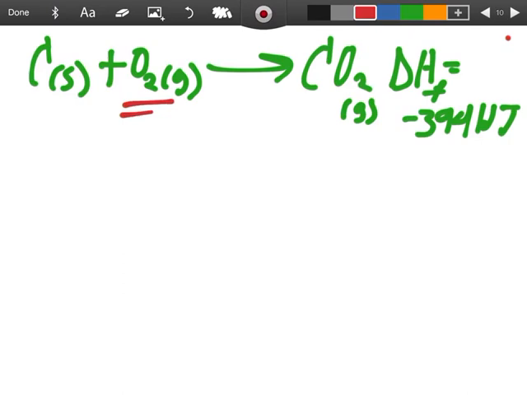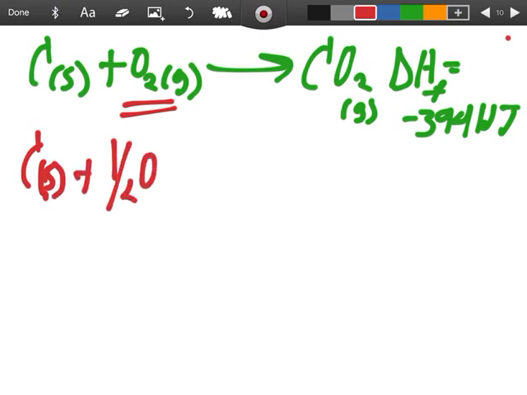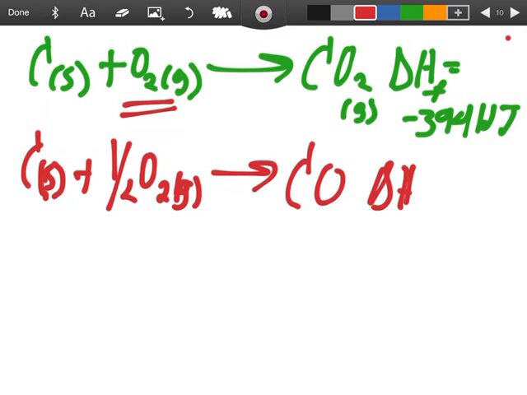But I can do something different. I can get creative and say that now I'm going to do the reaction in 2 different steps. So I can have, for example, carbon, which is a solid. And instead of adding 1 mole, I will add half of a mole of oxygen, which is a gas. And what I will get is CO. And I can measure that energy of formation. For this reaction, the enthalpy of formation is going to be minus 111 kilojoules per mole.